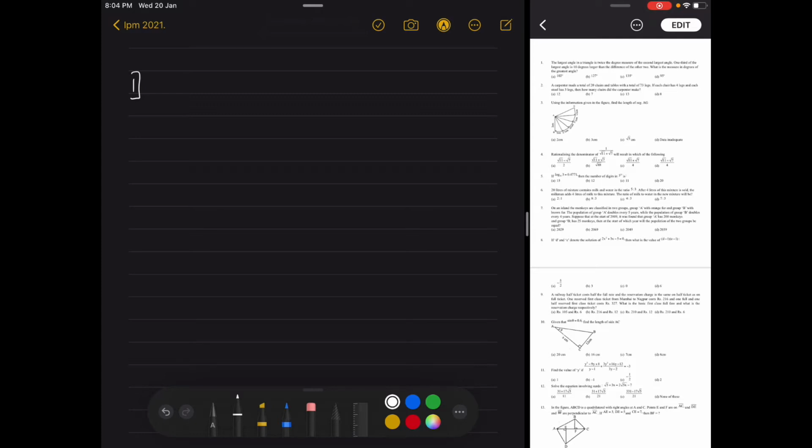So let the second largest angle be x. Therefore, as per the statement, what will be the largest one? It's twice. The largest angle is equal to 2x, right?